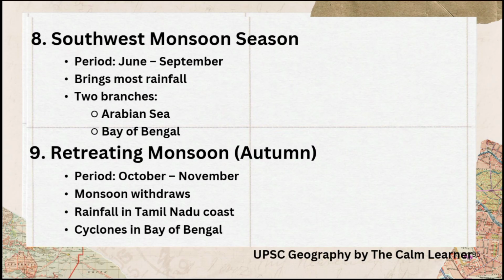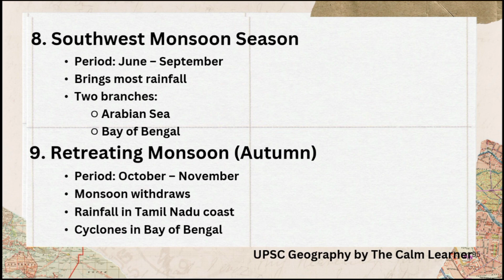Now, the southwest monsoon season, or simply the monsoon season, which lasts from June to September. This is the most important season for India because it brings maximum rainfall. The monsoon winds divide into two branches, the Arabian Sea branch and the Bay of Bengal branch. Most of India's agriculture depends on this rainfall. Monsoon performance directly affects agriculture, GDP growth, food security, and water availability.